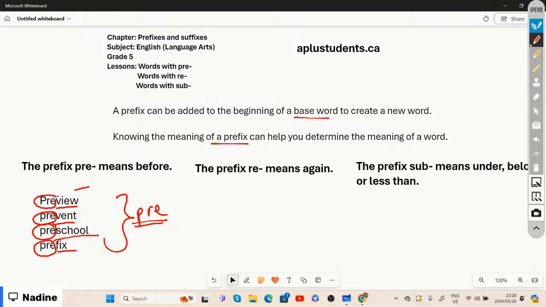Because remember, view is when you're looking at something. School is the actual school that you're going to, from primary school to high school. Fix is when you're mending something. But once we add the word pre before it, and pre means before, then preview is instead of just viewing or looking at something, it is before we view or look at something. Preschool is before an actual school, right?